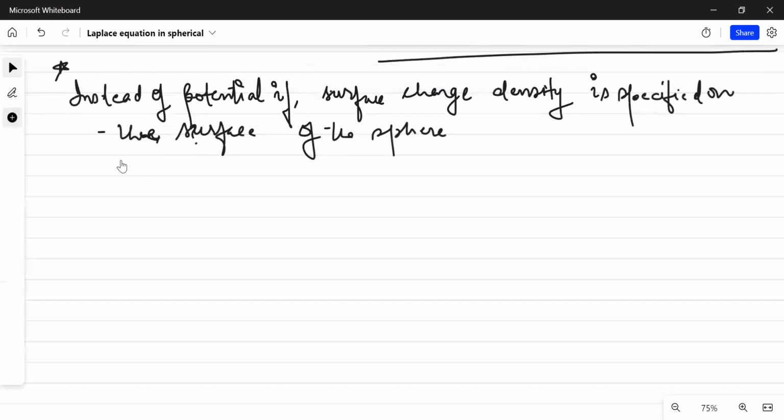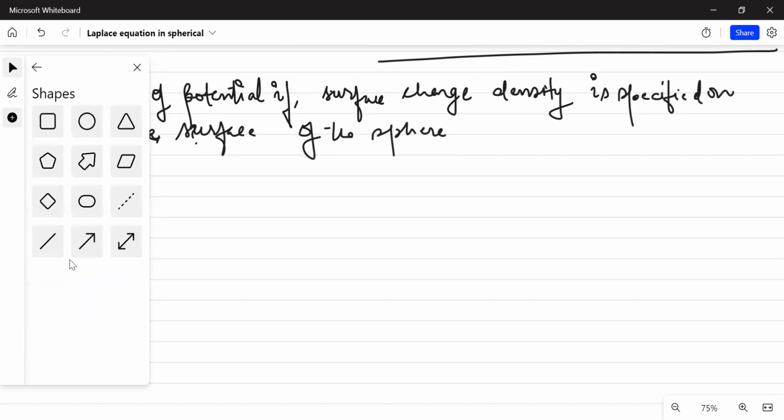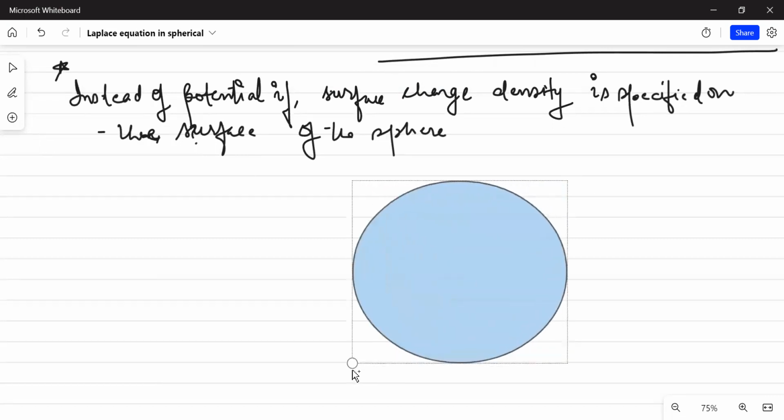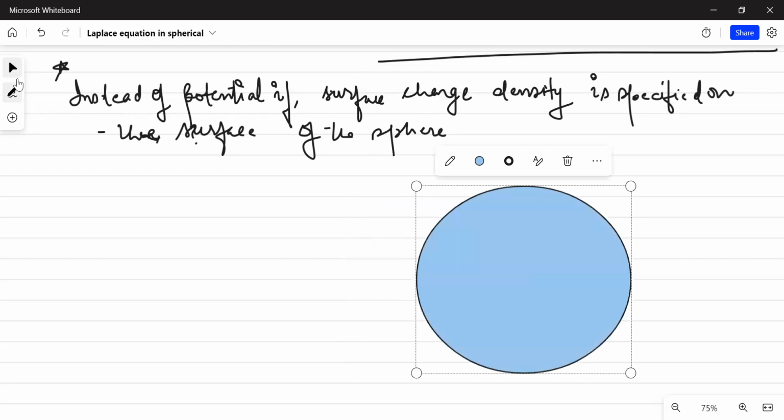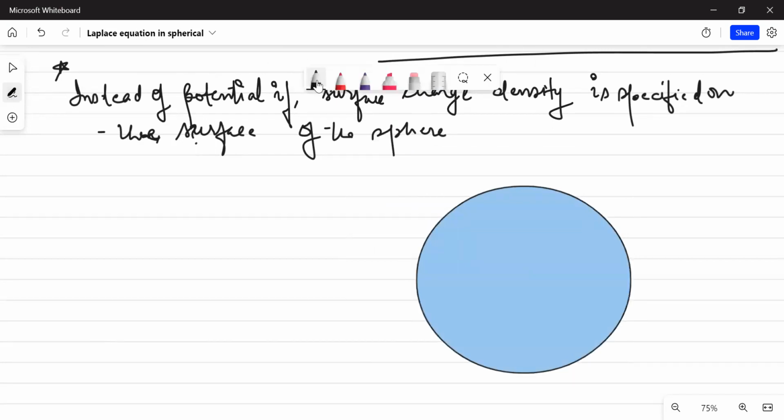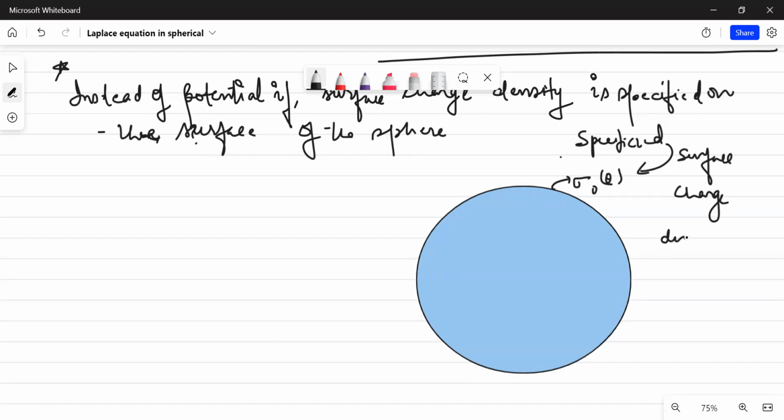So now I'm coming back to the newer sort of problem. The solutions will remain the same. The only thing is that your boundary conditions are now specified in terms of the charge density on the sphere. For example, this is your sphere, and if the specified surface charge density on the surface is given by sigma naught theta, and this is your sphere of radius capital R, then we want to find what will be the form of the potential anywhere inside and outside.